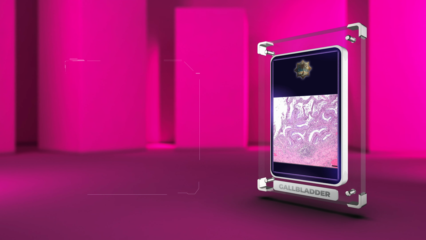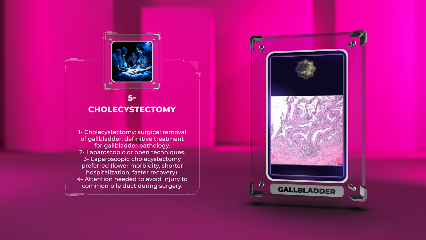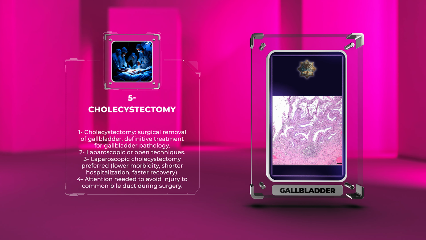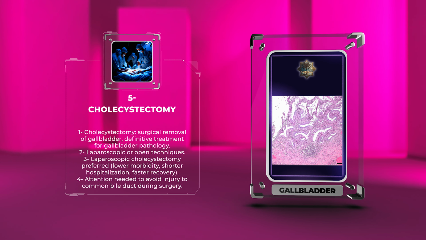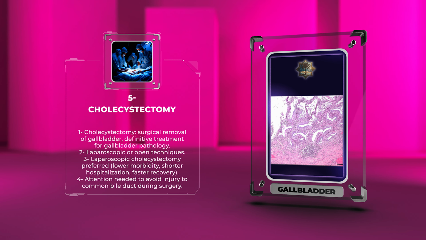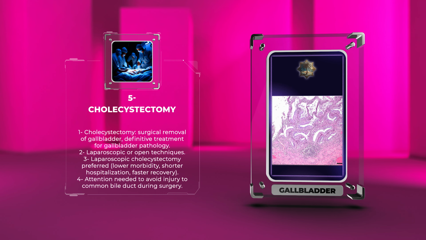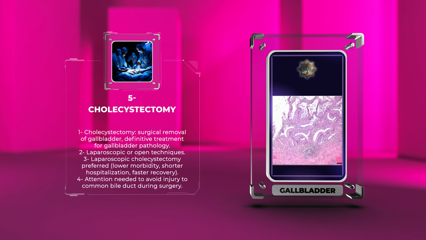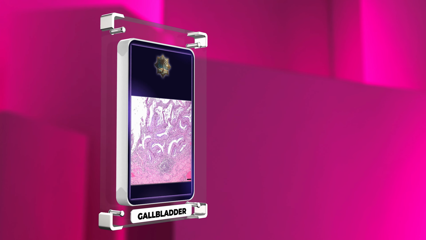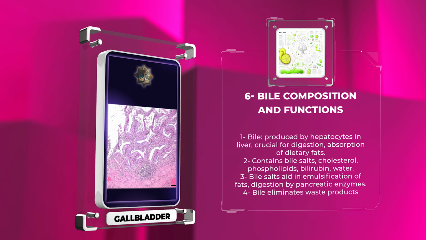Cholecystectomy refers to the surgical removal of the gallbladder and is considered the definitive treatment for gallbladder pathology, especially in cases of cholecystitis and gallstones. The procedure can be performed using laparoscopic or open techniques, with laparoscopic cholecystectomy being the preferred approach due to its lower morbidity, shorter hospitalization, and faster recovery. During the surgery, careful attention must be paid to the biliary tree anatomy to avoid any inadvertent injury to the common bile duct.